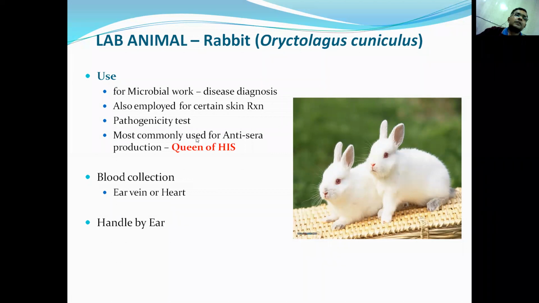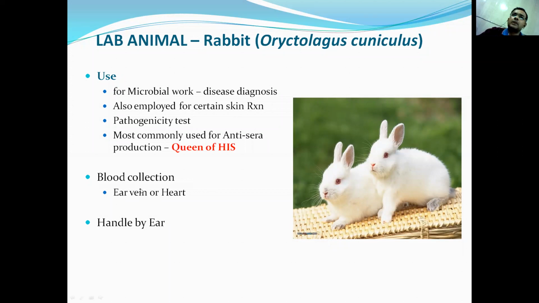Generally a question may be asked in your exam that if you want to raise anti-sera, then which laboratory animal is considered as ideal? So this is the particular animal that is considered as the queen for raising hyperimmune sera, because it is easy to inoculate and it will give a large amount of serum at the end of your experiment. Here also blood collection can be performed from the ear vein.